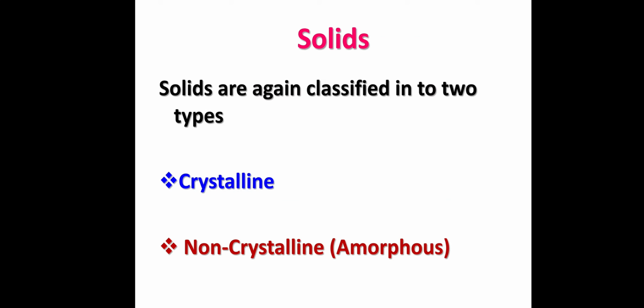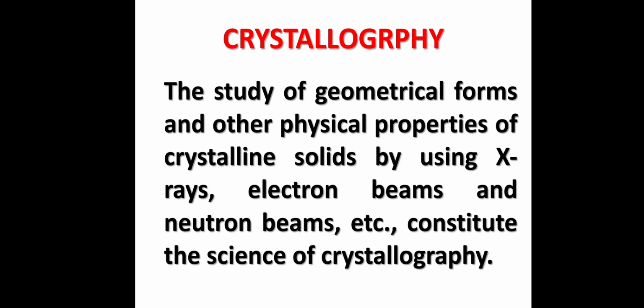The solids are further classified into two types: crystalline solids and non-crystalline, also known as amorphous solids. Crystals are dealt with in a separate branch of physics called crystallography, the study of geometrical forms and other physical properties of crystalline solids by using X-rays, electron beams, neutron beams, etc. These constitute the science of crystallography.